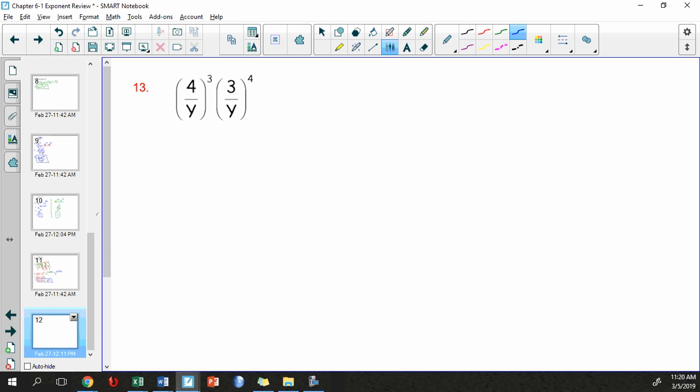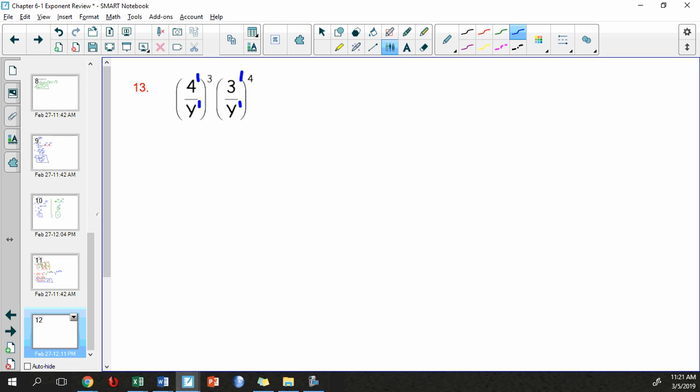Let's do another one, number 13. Okay, what do you think? Phantom exponents. Why do you want to put phantom exponents on? Because there's powers on the outside. So this 4 has to have an exponent of 1. The y has to have an exponent of 1. What else? 3 and the other y. Do we all understand that?